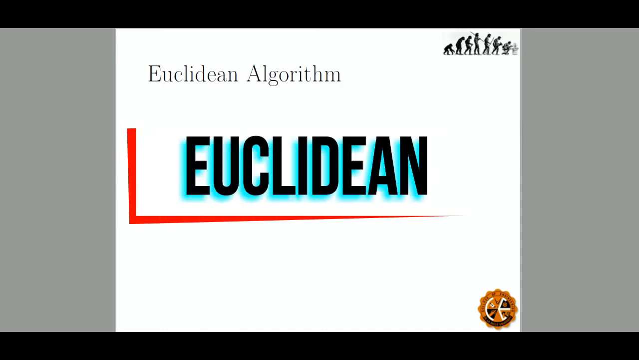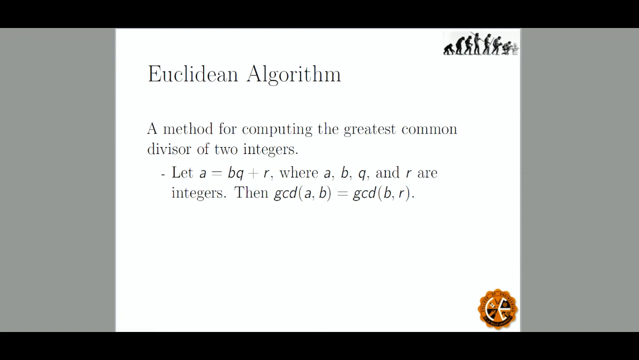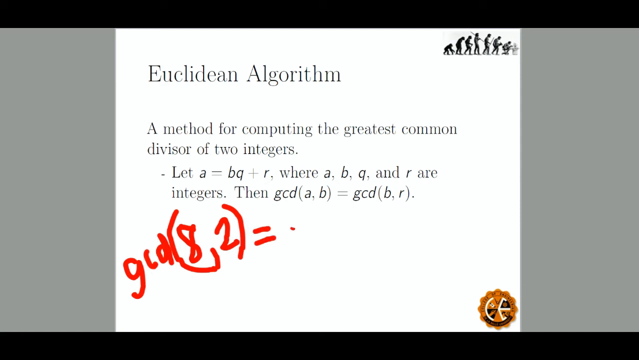In this video, let's discuss the Euclidean algorithm, which is a method for computing the greatest common divisor of two integers. So we have, say for example, 8 and 2. We'll have a GCD of 2. And one more example, say 5 and 3, will give us a greatest common divisor of 1.